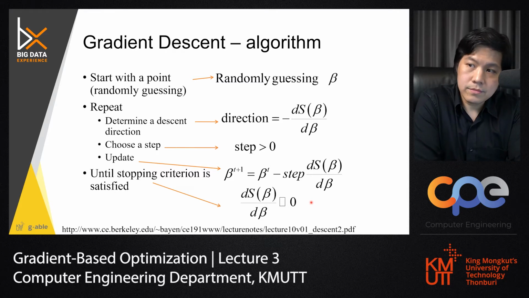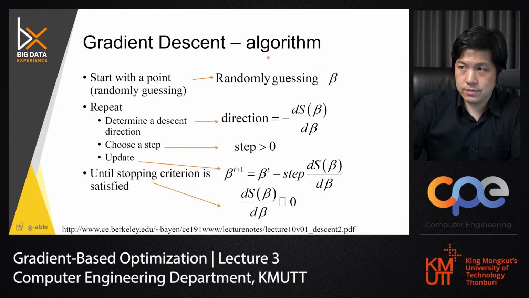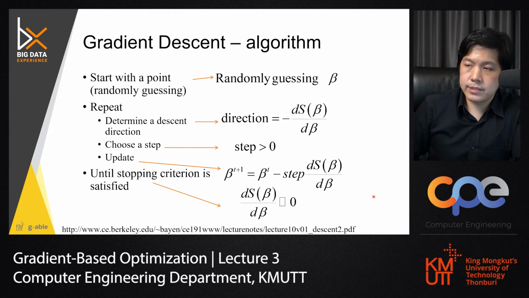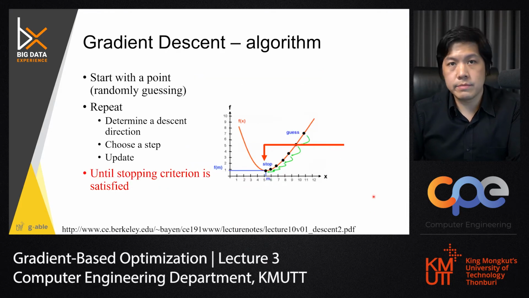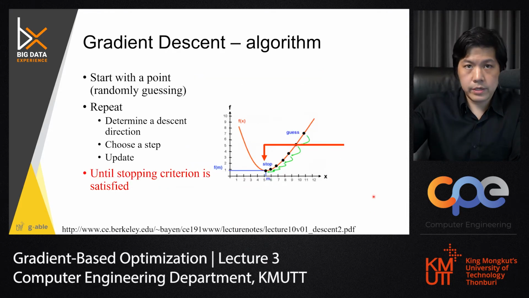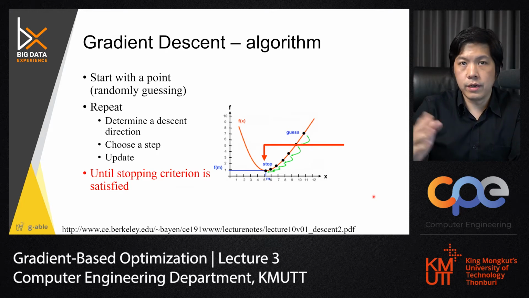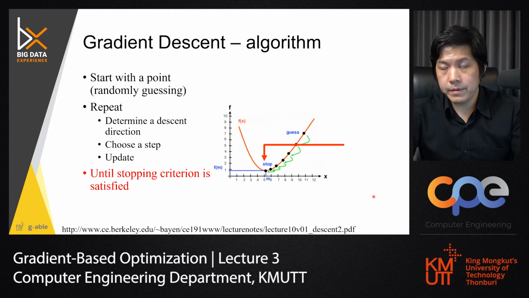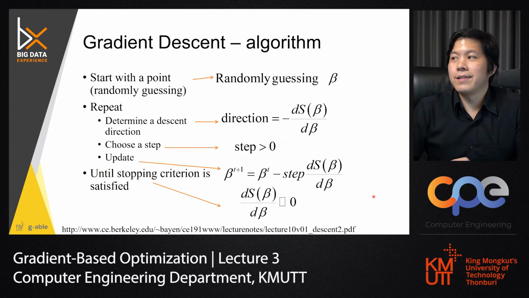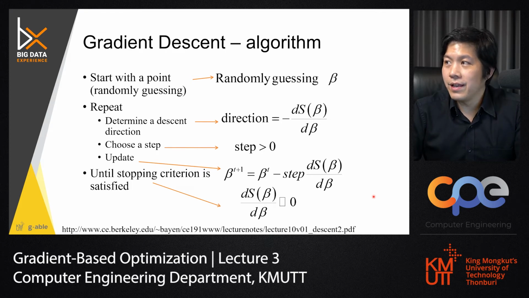Okay, any question here first? What I'm explaining here is a step like in this picture, where we guess a point and then keep going down the hill until you reach the lowest point, then stop. Okay, any question before we look at how to do this in logistic regression in actual machine learning?